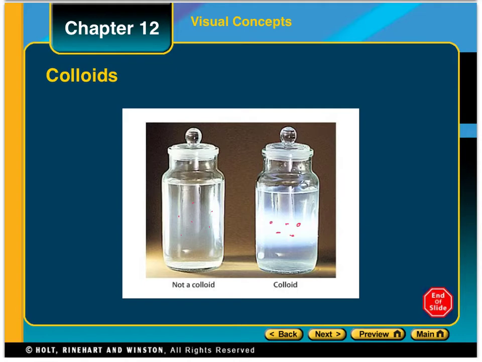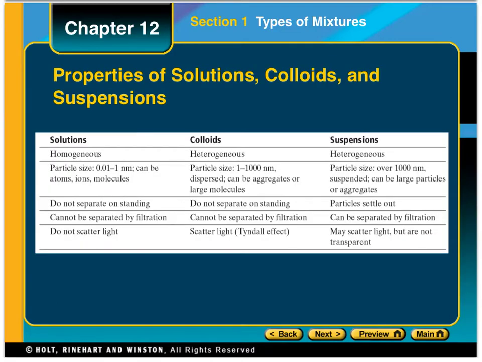And since the particles are a little bit larger, like this flashlight over here shining this light, the light actually gets kind of diffracted, that was the word I was looking for, off of these little particles. So it spreads out the light. Over here, when the light hits it, the particles are so small that it's really not spreading out the light. Here is a nice little chart that talks about the difference between solutions, colloids, and suspensions.